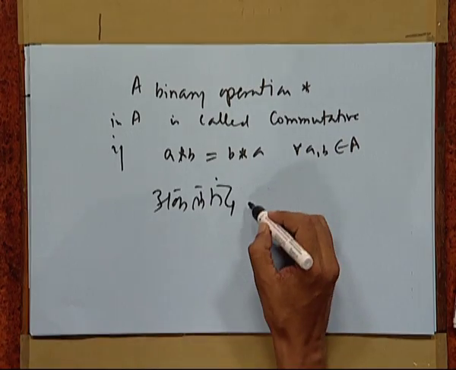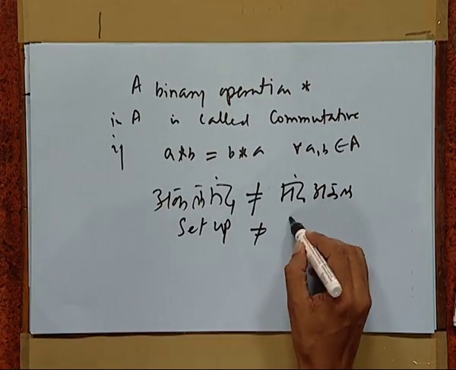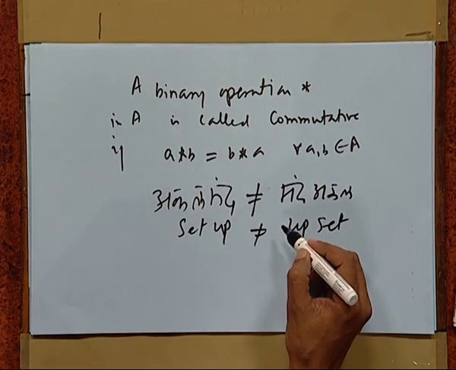Even in life also, at times this law fails. For instance, you write the word akalmand. If you reverse it, it becomes mandakal. They are not equal. Similarly, setup is not equal to upset. It means whenever reversing the two elements in operation makes no difference, the operation is called commutative. Otherwise, it is not commutative.